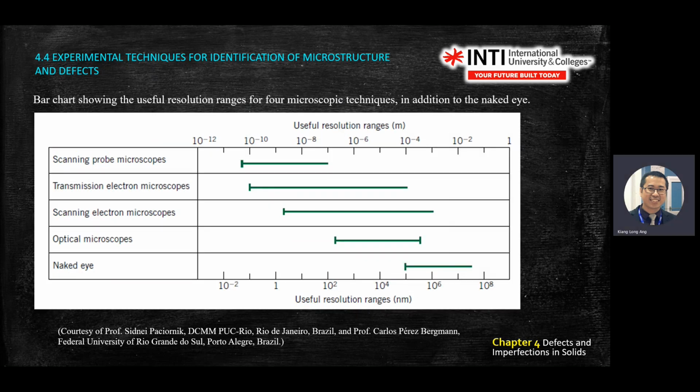Same with this one. So this is the chart used. On the left here is the type of the instrument you use, from scanning probe to optical microscope to naked eye. So this is the range that you can see, the size of the defect that you can observe, right?